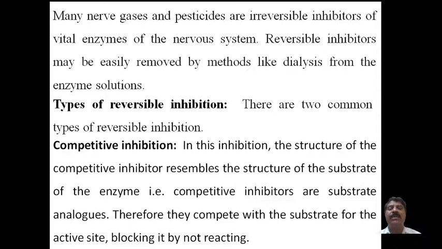Now, coming to the types of reversible inhibition. There are two common types, and along with these two, one more. So, three common types of reversible inhibition. The first one is competitive inhibition. In this inhibition, the structure of the competitive inhibitor resembles the structure of the substrate. The substrate and the competitive inhibitor molecule have a similar, the same, structure.